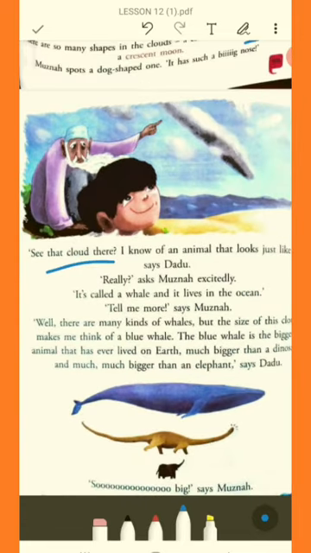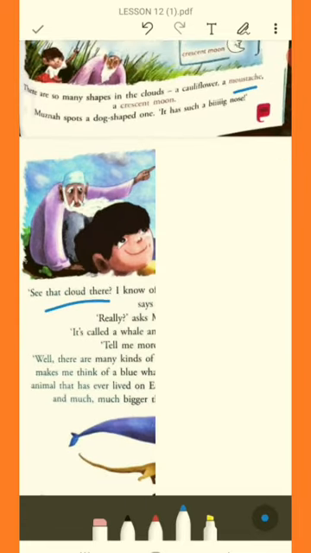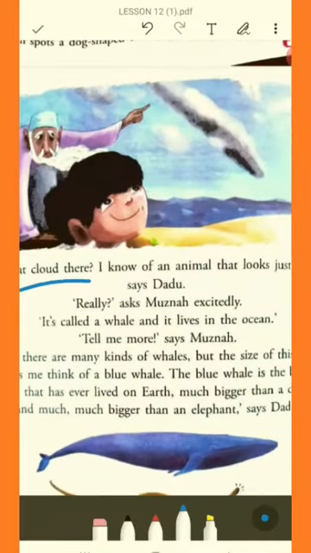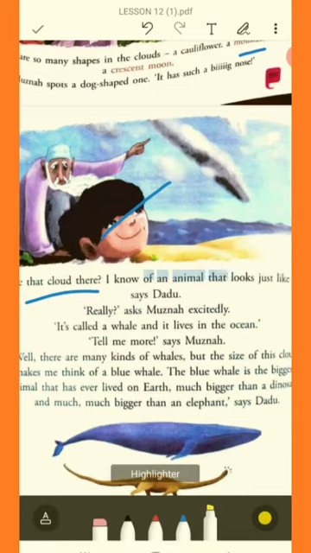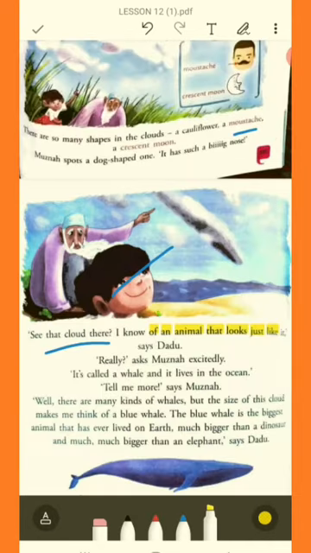See that cloud there. I know of an animal that looks just like it, so Dadu's explaining, clear? He says, can you see that cloud over there? And then what does he say? He says, I know of an animal that looks just like it, says Dadu. Okay, so Dadu says, can you see that animal in the sky? I know the name of an animal that really looks like the cloud that I'm showing you now.